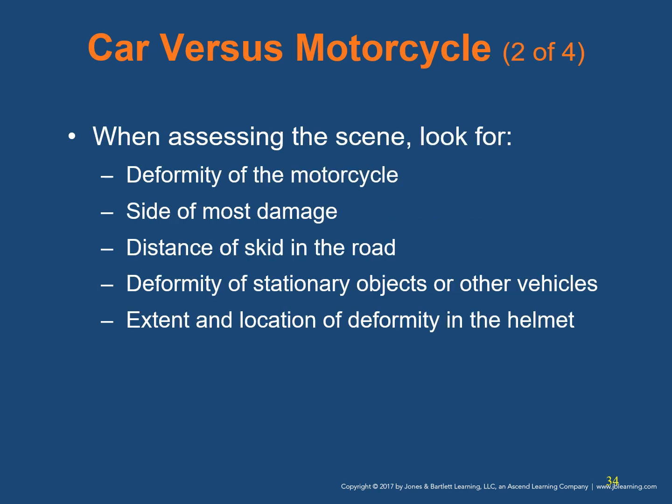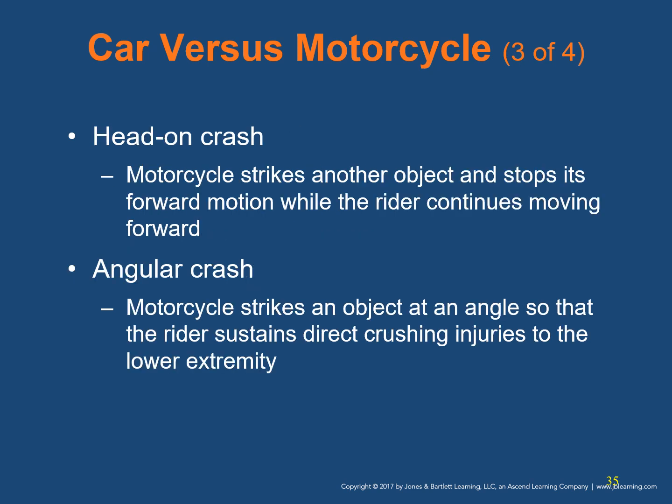When assessing the scene of a motorcycle crash, look for deformity of the motorcycle, side of most damage, distance of skid in the road, deformity of stationary objects or other vehicles, and extent and location of deformity in the helmet. There are 4 types of motorcycle impacts.